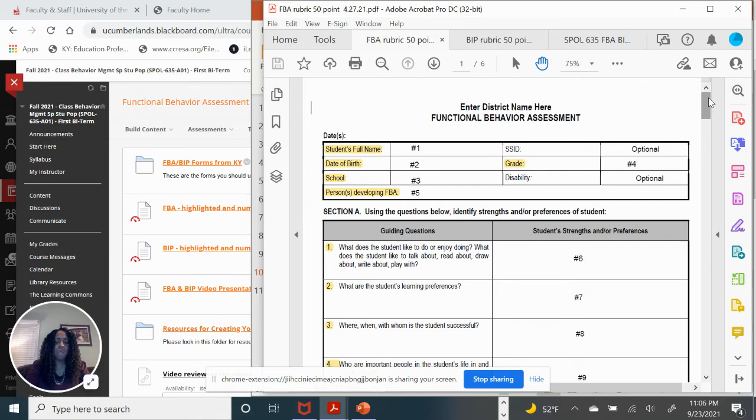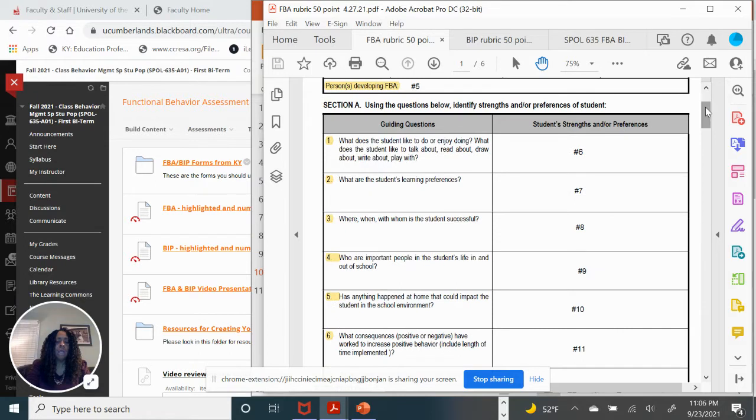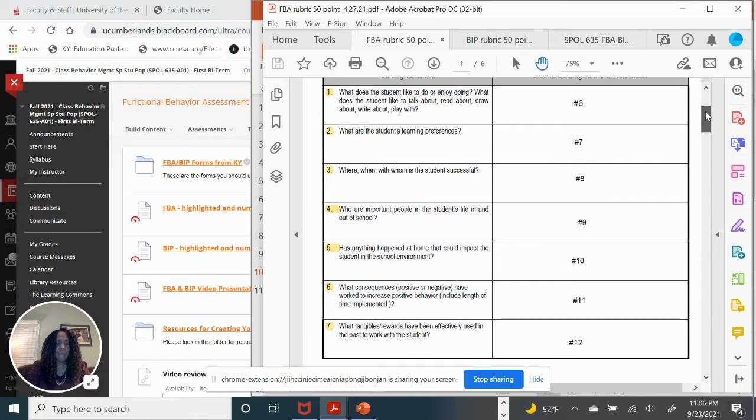Person developing the FBA, of course, will be you. The grade, what grade is the child in? So that part's very straightforward. The information you see here in section A, these are the things that you're going to ask the teacher about. You're going to ask the teacher when you meet with them prior to doing the FBA. What does the student like to do or enjoy? You're going to ask this information about the student's learning preferences, about where and when and with whom he is typically successful, who's important in the child's life, in and out of school.